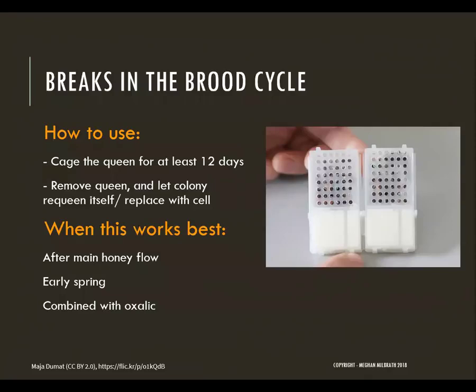Or another option is you remove the queen, and then you can replace with a cell, or the colony will requeen itself. And that's another break in the brood cycle. So again, you want to time it with your honey flow. The other nice thing about this is I'm going to talk about oxalic specifically later, but oxalic works best when you've got a break in the brood cycle. So you can combine these things too.